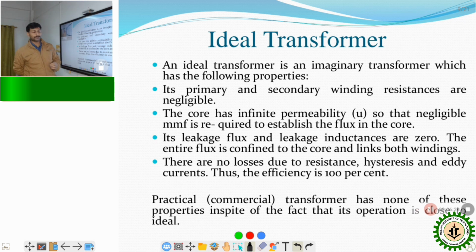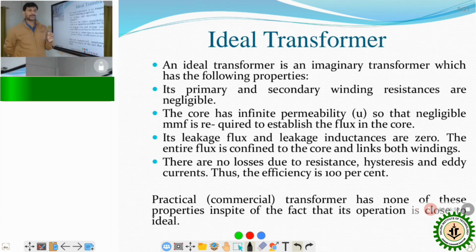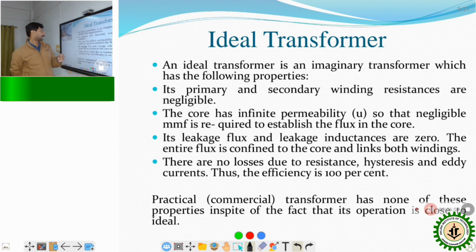What is an ideal transformer? An ideal transformer is an imaginary transformer which has the following properties. Its primary and secondary winding resistances are negligible. As you can understand, the primary winding and secondary winding wires are wound on the limbs of the core, so each wire should have some resistance. Even if copper having minimum resistance is used, there is still some amount of resistance in the winding. In an ideal transformer, we are neglecting that resistance. So primary and secondary winding resistances are negligible.